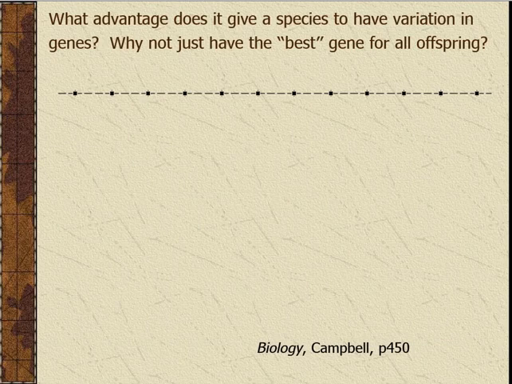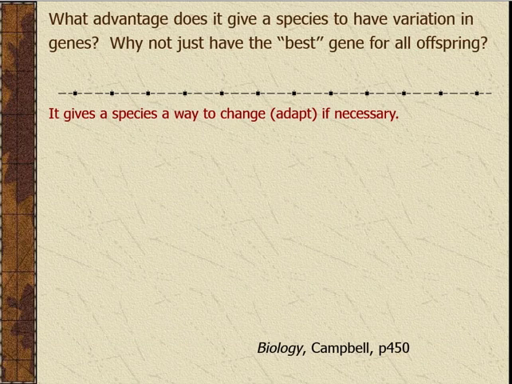Okay, just to review what we had asked earlier in our previous PowerPoint, what advantage does it give a species to have variation in genes? Why not just have the best gene for all offspring? Why have albino squirrels? Why haven't albino squirrels vanished? Why isn't natural selection chosen against them? We believe it's because this gives a species a way to change or adapt if necessary. If there is what's called a selective pressure, if the environment changes, if there's a new disease, if there's a new predator, if there's a new food source or an old food source goes away, there have to be some individuals already present in order to change, in order for the species to change as a whole.